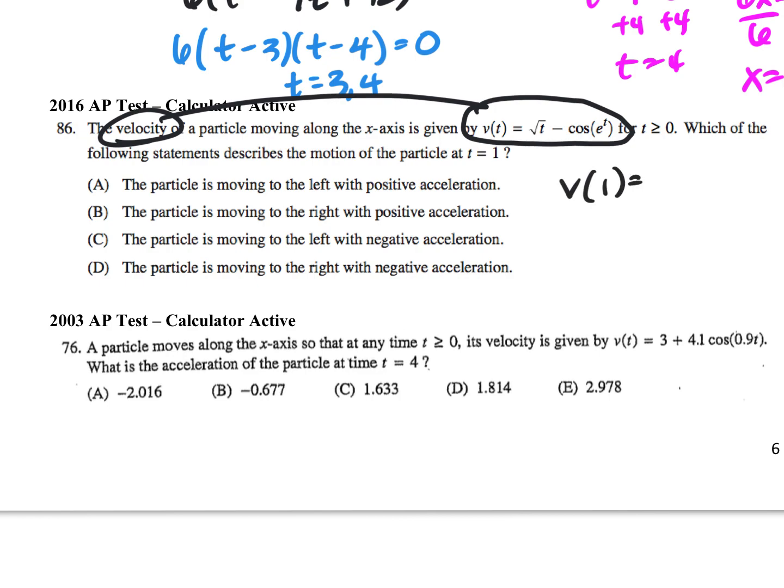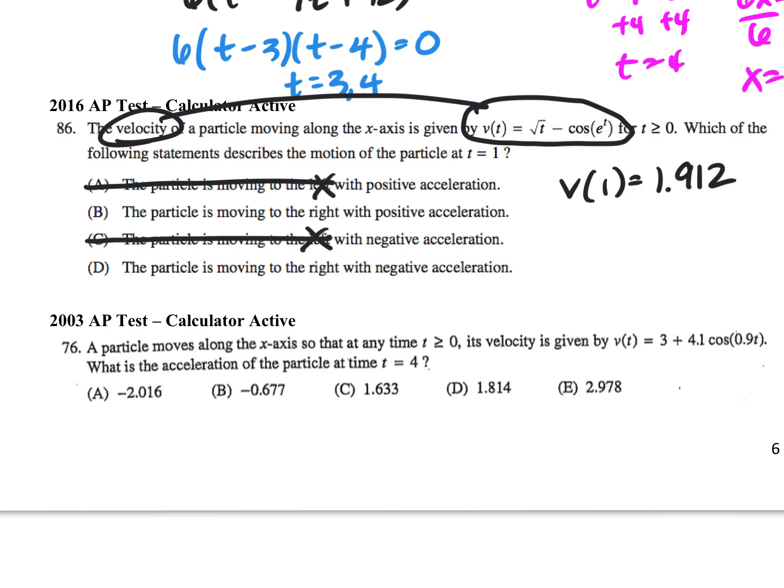V of 1 equals, I'm going to go to my calculator, and I'm just going to type a 1 into that velocity function. So I'm going to type in square root of 1, a little redundant, that's just 1, minus the cosine of e to the 1. And we're going to make sure that we are in radians. Did anyone get 1.912? Great. So you agree it's moving to the right. I'm getting rid of A and I'm getting rid of C because they both said it's moving to the left.